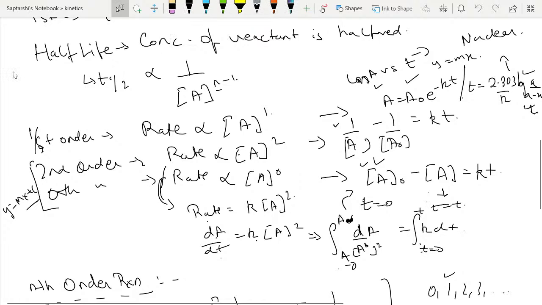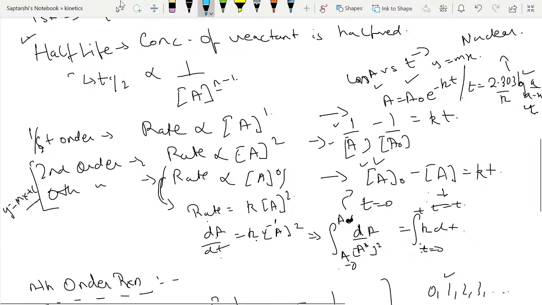So half-life is the time it takes for the concentration of the reactant to get halved. T half is our half-life, and it is inversely proportional to concentration to the power of n minus one.